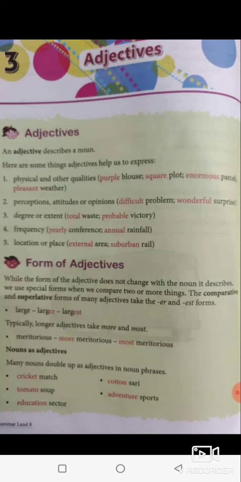Hi students, I hope now you understand the meaning of the word adjective. An adjective describes a noun. An adjective is a word used to add something to the meaning of a noun. For example, he is a brave boy. Brave is an adjective describing or adding meaning to the noun boy.